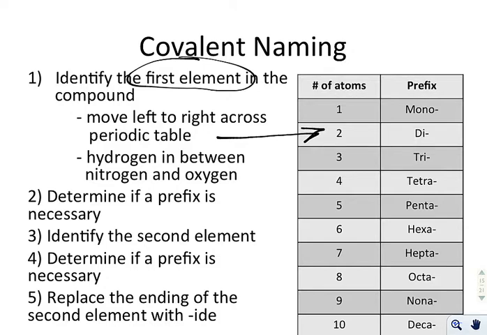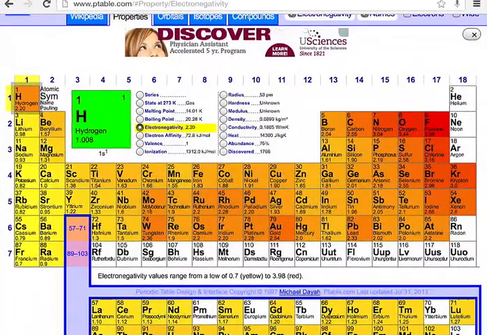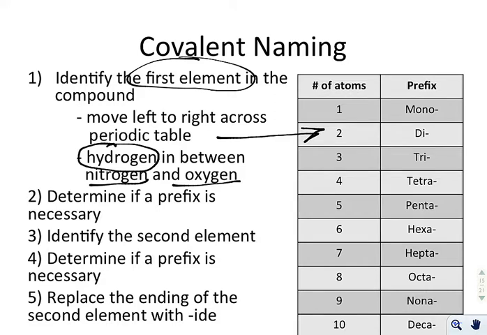The only difference with that left to right across the periodic table is that hydrogen actually fits in between nitrogen and oxygen. That's kind of a weird, archaic rule, but there is a reason for it. If we look at the periodic table, as far as nitrogen and carbon, that tends to be where it would fit if you're looking at it in terms of bonding order and those sorts of things. So that's why we tend to put it there, but you do need to know that that is where it goes. So the first element is the one that's furthest left, with the exception of hydrogen.